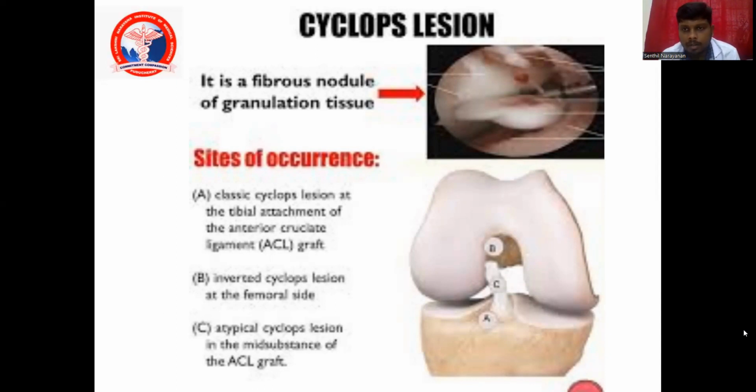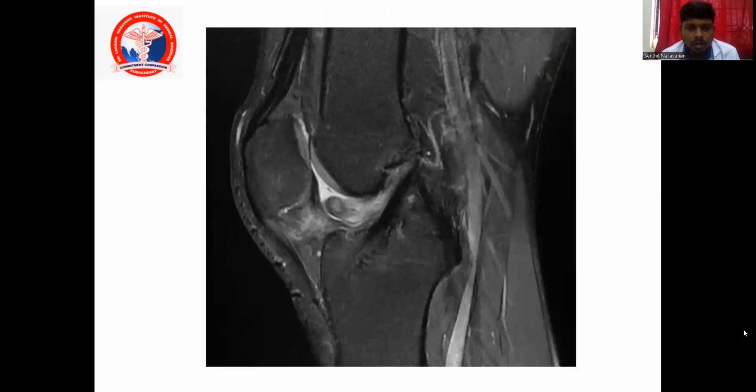The cyclops lesion, where you can see in the scope, is a fibrous nodule of granulation tissue. So this is an MRI. In the sagittal cut, you can see there is a fibrous nodule of cyclops lesion present. This is the fibrous nodule.